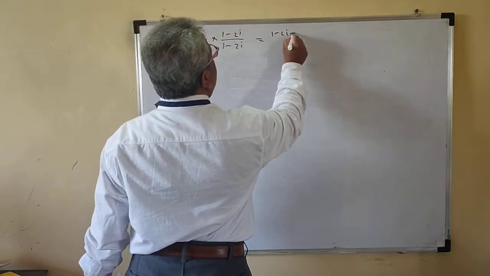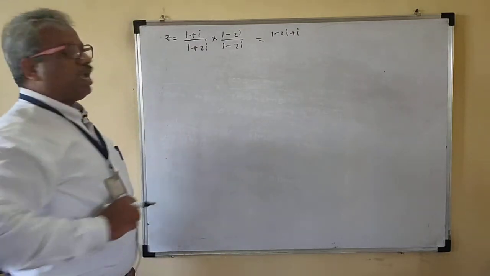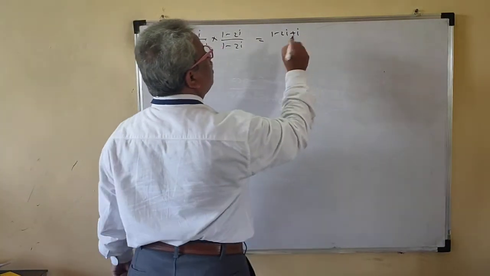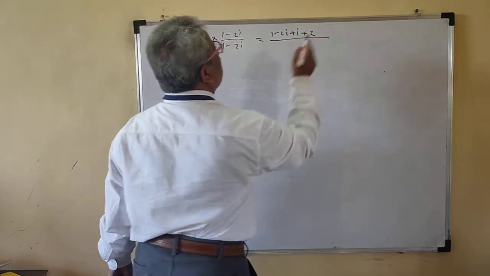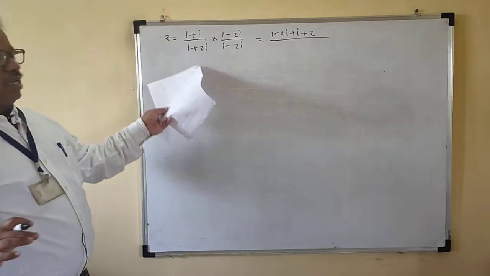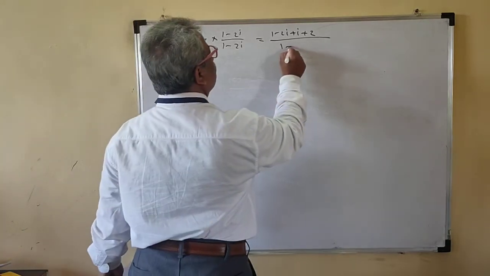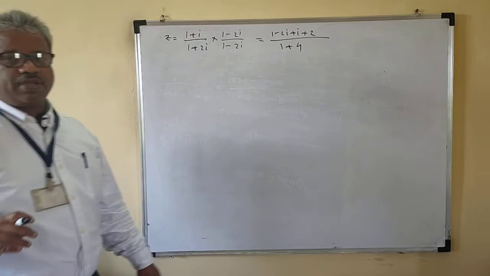Multiply by i now, plus i. Okay, so minus 2i square. But i square is minus 1, so this becomes plus 2. You have to do this fast. Then what? Real part square, so z into z bar: real part square plus imaginary part square. So 1 plus 4. Directly you can write 1 plus 4.